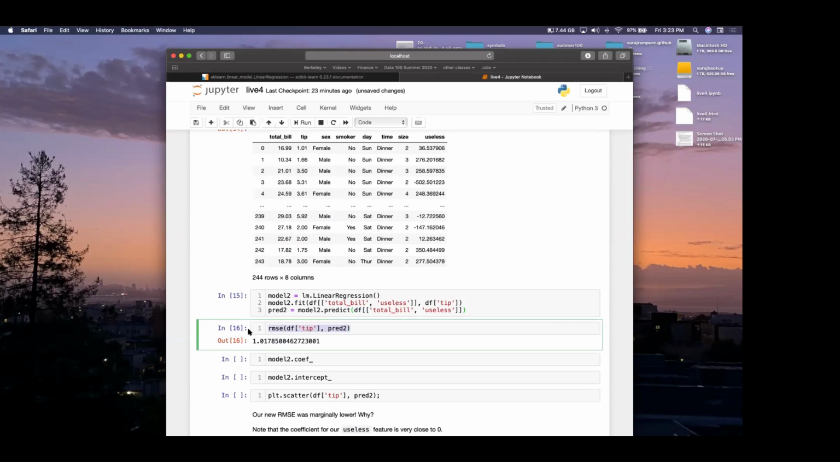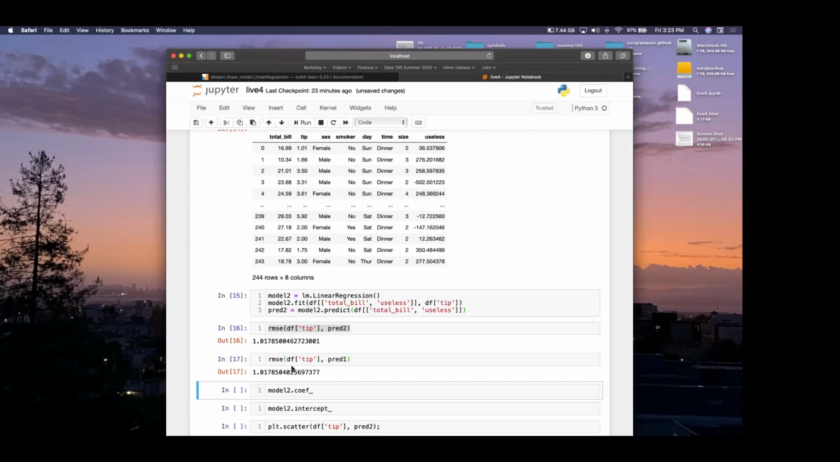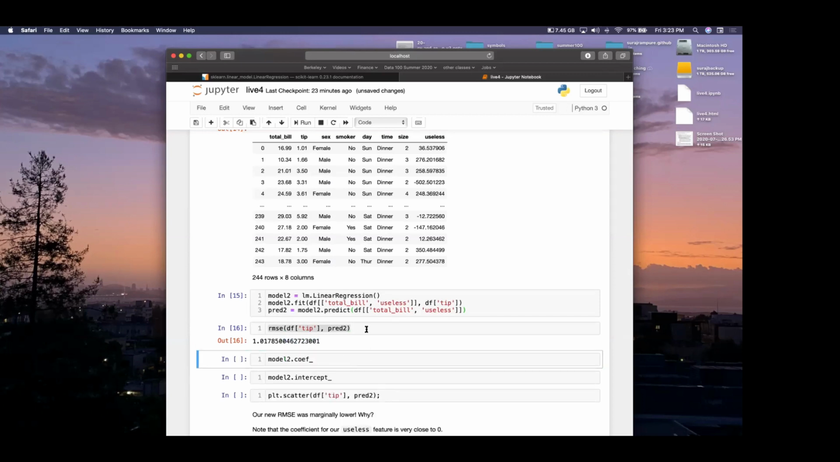The RMSE of our previous model was slightly higher, right? The first 5 digits or so are the same. You can see our first model, after this point, there's a 402, whereas over here, it's a 046. So it is ever so slightly lower than our first model. Why is that? We added a garbage feature, but why is the RMSE lower? Very slightly lower, but why is it lower?